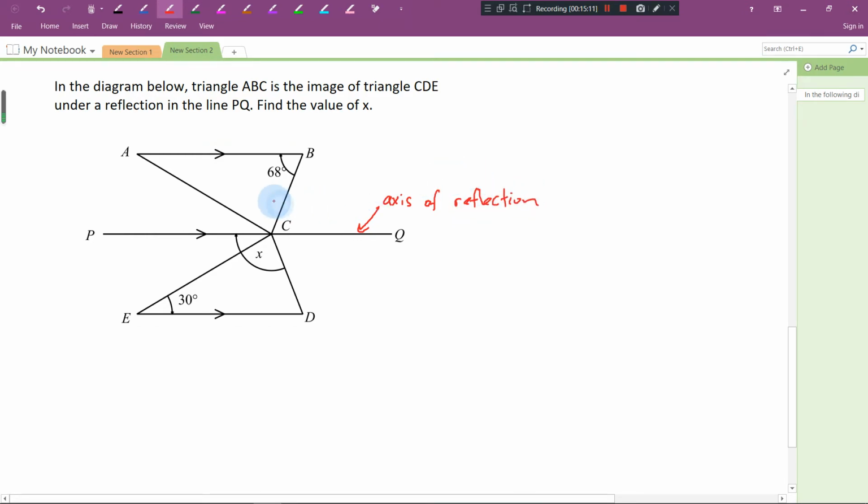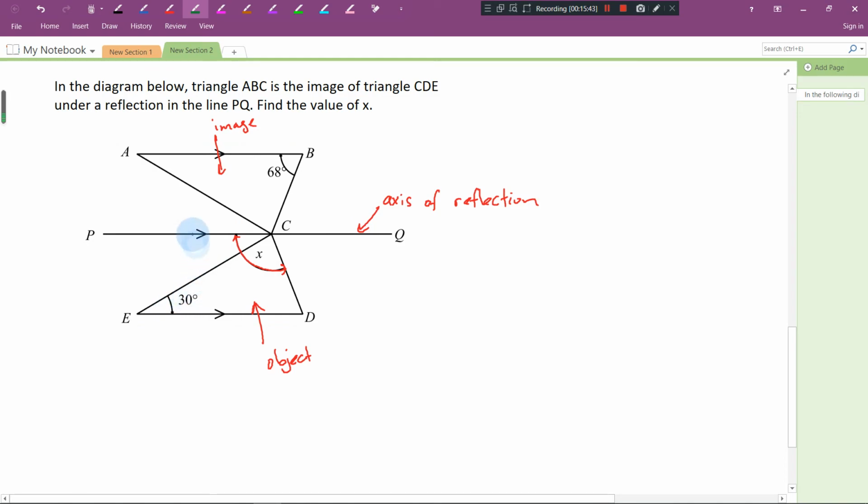So we know that the image and the object, so which one is image? This is image, this is image. Triangle ABC is the image of triangle CDE. So this is the object. They are congruent. Same shape, same size, right? So the question is asking, what is the value of x here? x is from here until here.